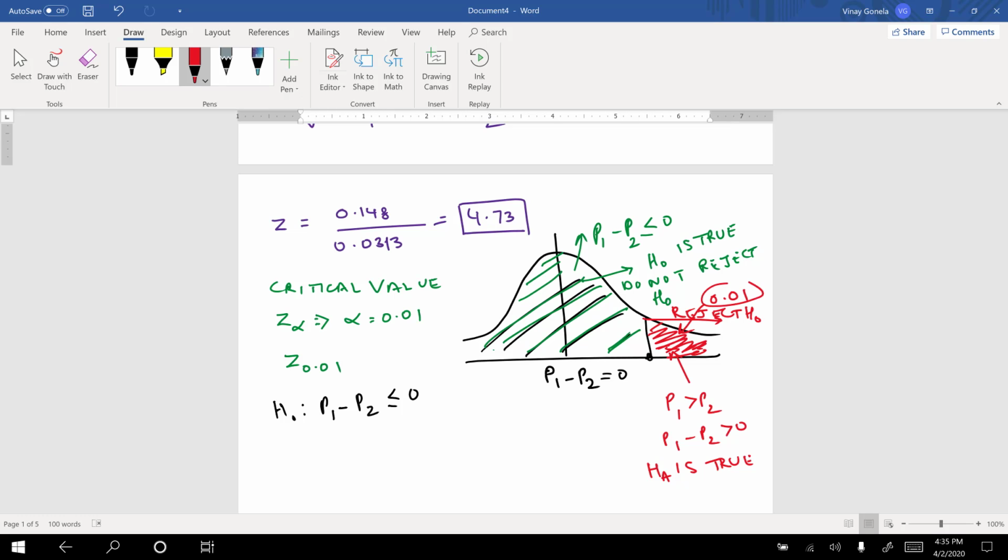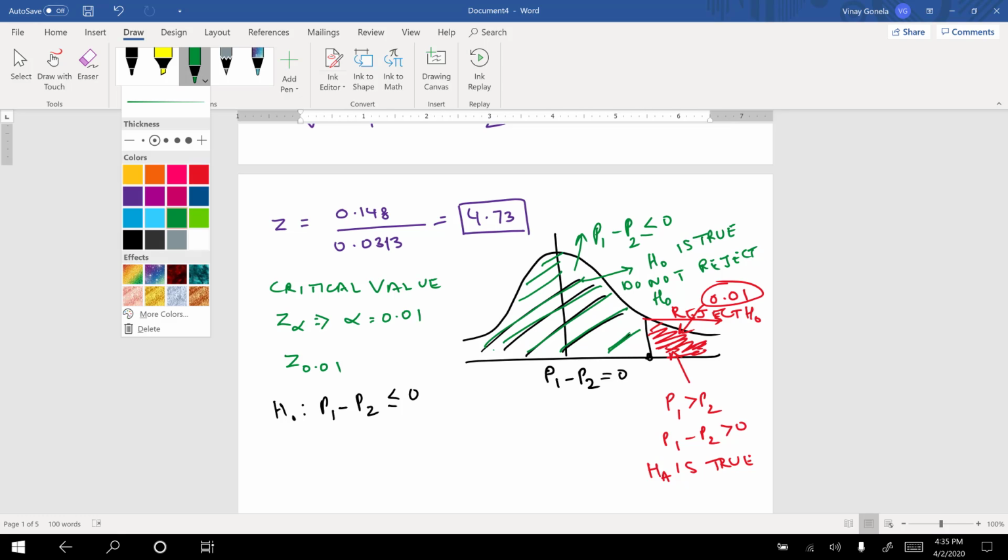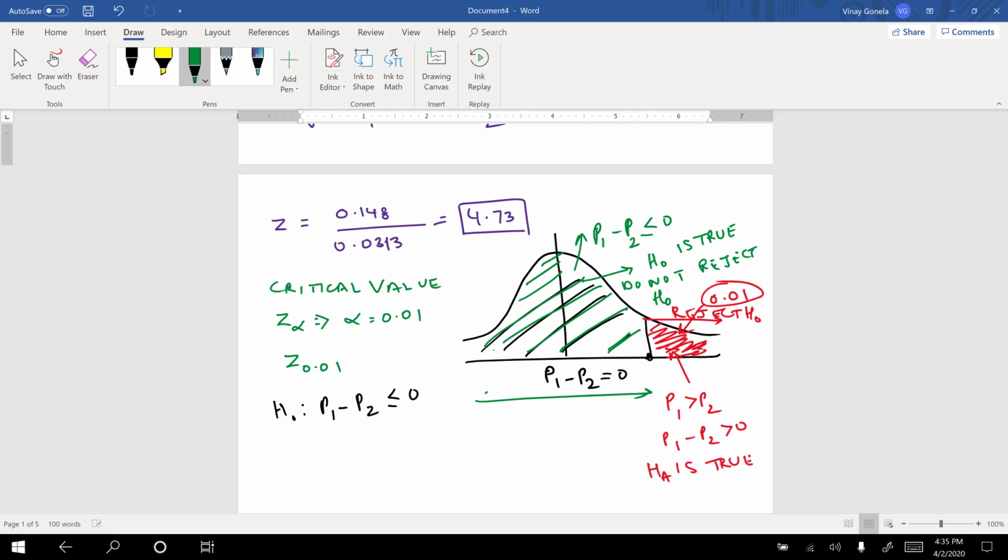If this is 0.01, this area would be 0.99. To get this point, because our z table gives values to the left of the curve, I would be looking, instead of z 0.01, at z 0.99.